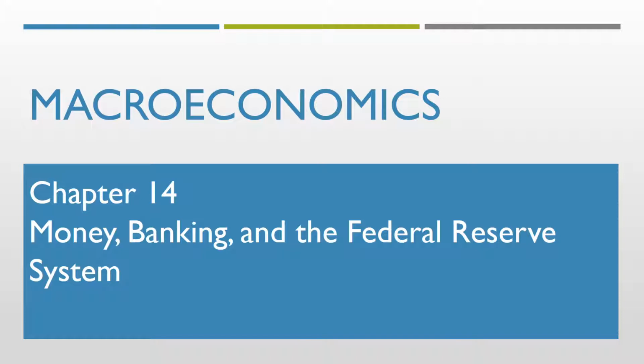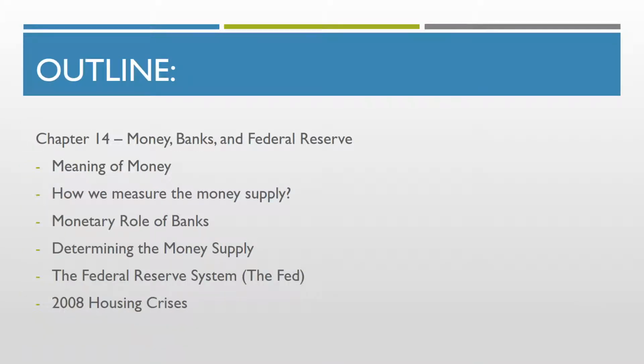So today we are going to go through chapter 14 to talk about money, banking, and the Federal Reserve System. In this chapter, we are going to first explore the meaning of money, what its functions are, and why it is important to have money, and then we would like to talk about the measures of money supply.